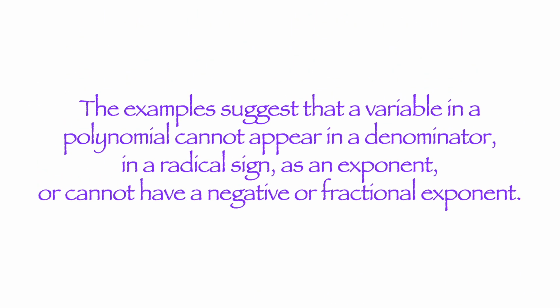The example suggests that a variable in a polynomial cannot appear in a denominator. Yan yung sinasabi ko kanina. Dapat walang variable sa denominator. And a radical sign, yung nasa loob ng radical sign, bawal din doon ng variable. And as an exponent, it cannot have a negative or fractional exponents. So, para maging polynomial siya.